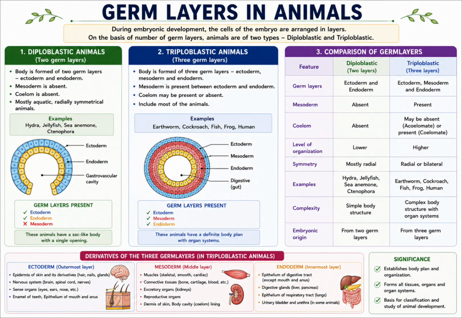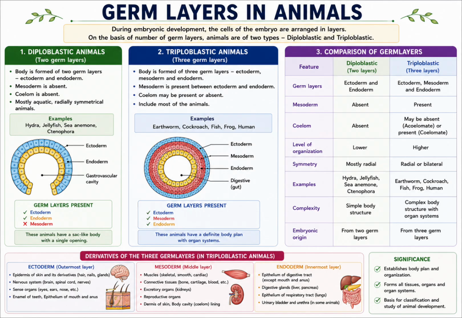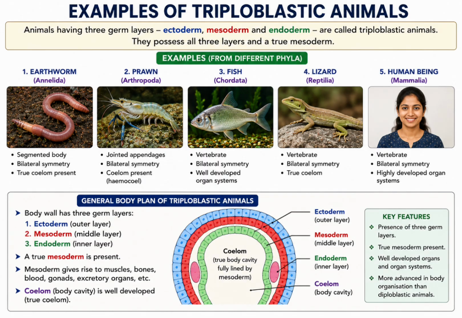Now we will see the germ layers present in animals. Diploblastic animals possess two germ layers, ectoderm and endoderm, and a non-cellular layer called the mesoglea. It lies between them. Examples include hydra, jellyfish, sea anemone, corals, etc. All belong to the phylum Porifera and Cnidaria. Then the triploblastic animals possess three germ layers, ectoderm, mesoderm and endoderm. Examples include flatworms, earthworms, cockroach, fish, frog, birds, mammals, etc. It means all the phyla starting from the phylum Platyhelminthes.